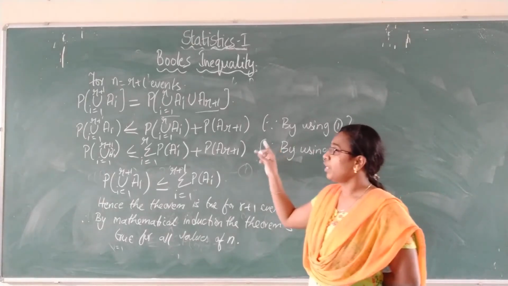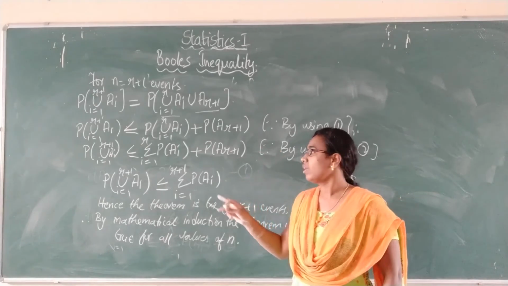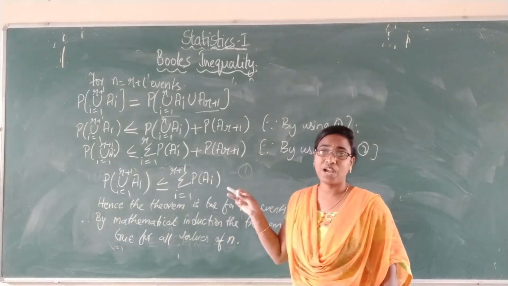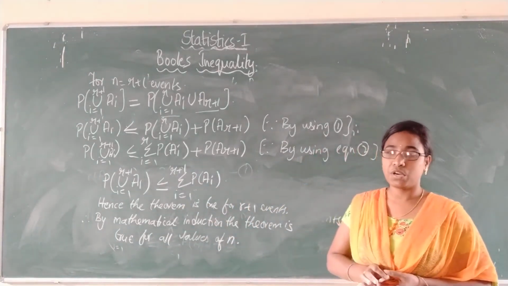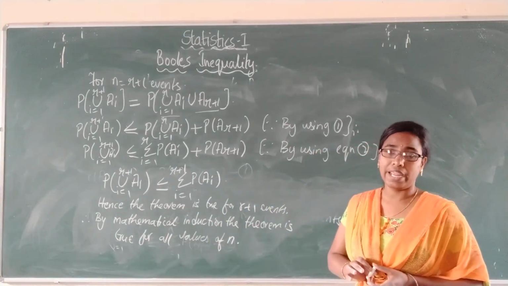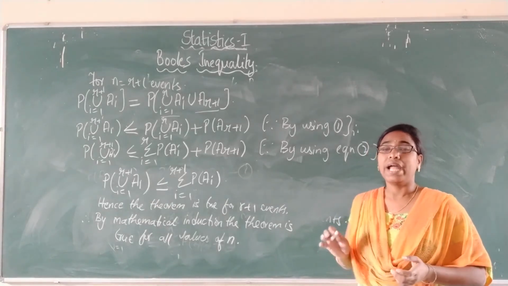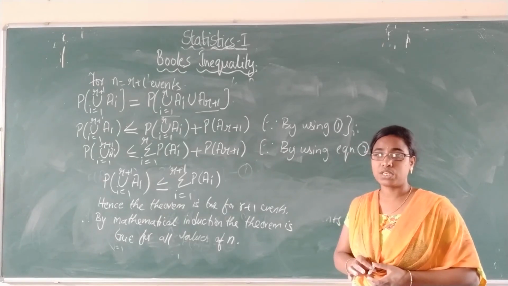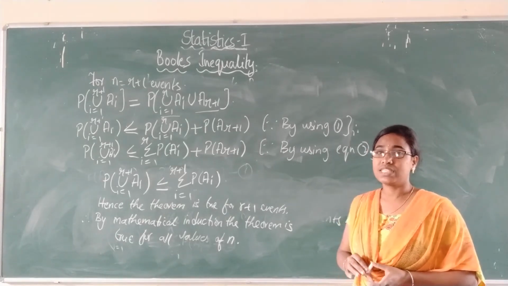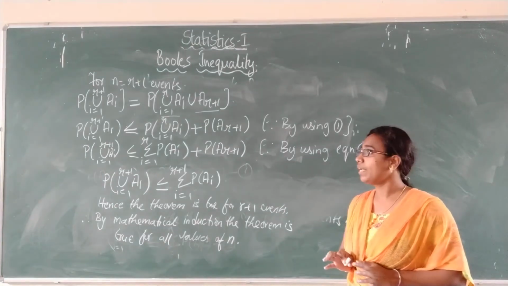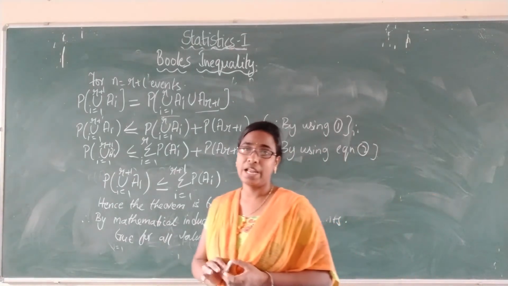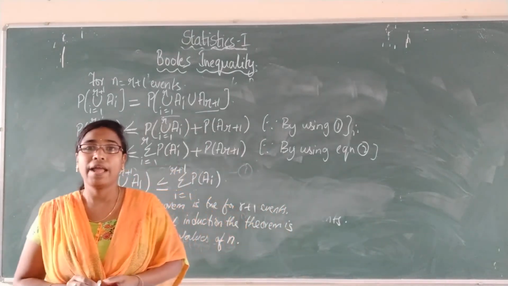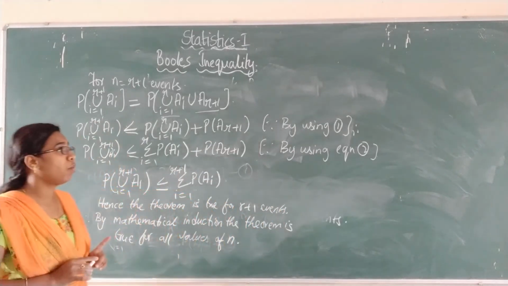Whereas for the union, you have less than or equal to and only the summation value. That is, probability of union of i equals 1 to n of Ai is less than or equal to the addition of all the probabilities, that is, summation i equals 1 to n of P of Ai. So this is about Boole's inequality. Both are very simple and very easy. In today's class we have discussed Boole's inequality, and I'll give you a small problem for homework.